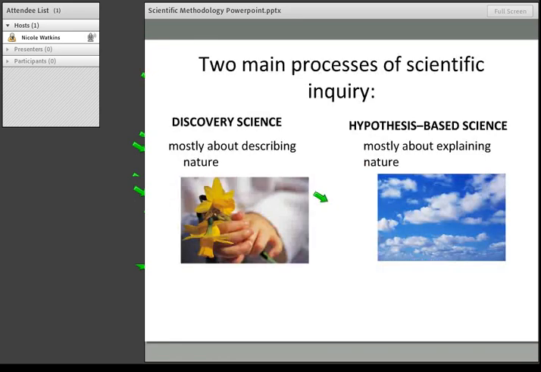So there are 2 main processes of scientific inquiry. We have something called discovery science, and this is mostly about describing nature. Let's say, for example, I put a box in front of you, and I tell you to take your time and just discover, just go through what's in the box, and make observations and describe what it is you're seeing. You are learning based off of observations. And this is more like a discovery science.